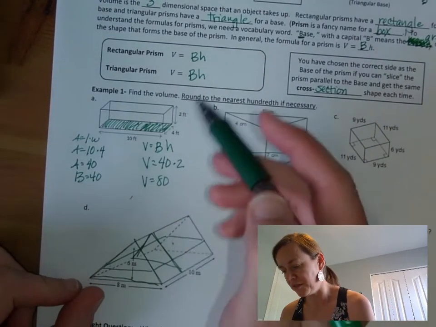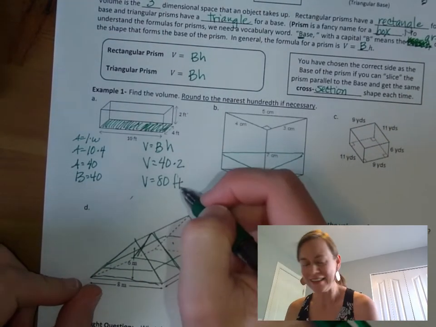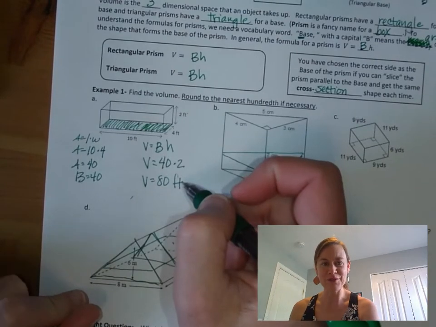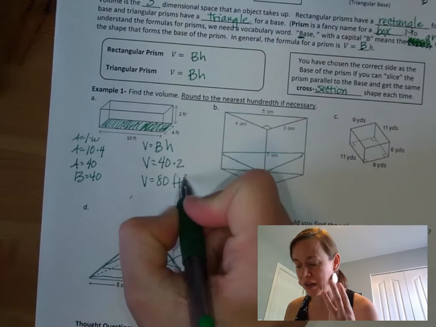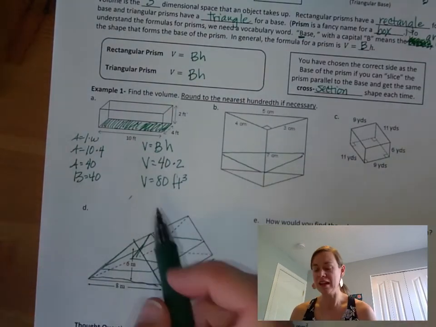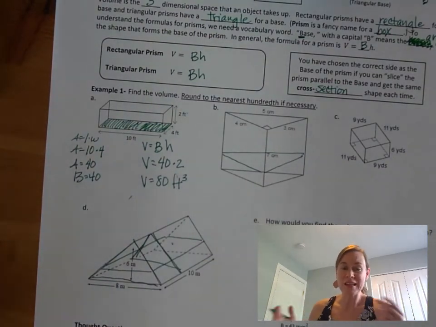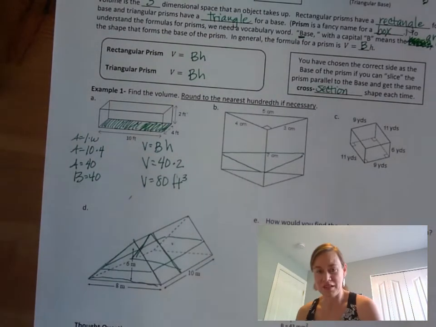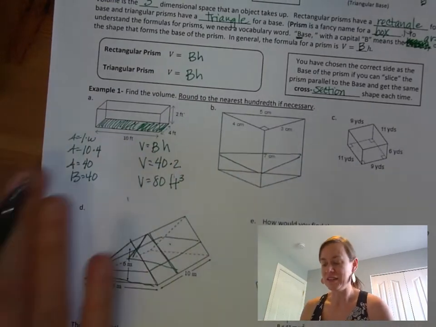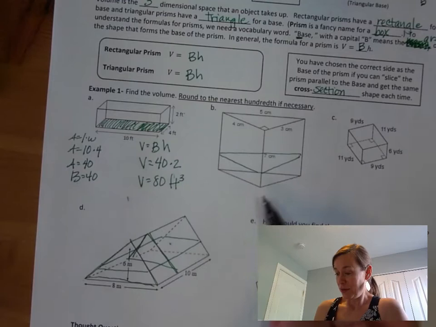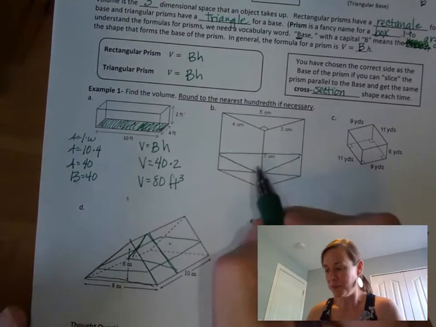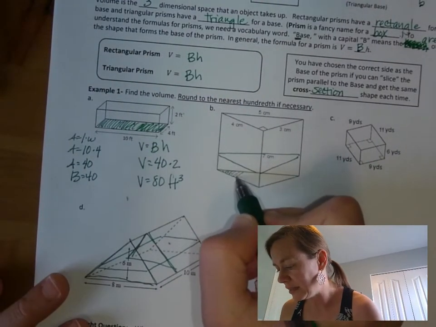And what's our unit? Feet. Now this is the fun part. When you have volume in 3 dimensions, it means you need a 3 on the units. So it's going to be 80 feet cubed. You could say 80 cubic feet if you want to. This works either way. All right, so that's your volume. Let's look at B. So here, we already talked about how the base is going to be the triangle, so this is the base right here.